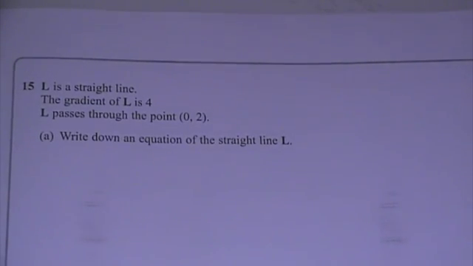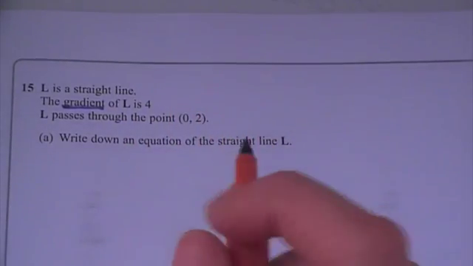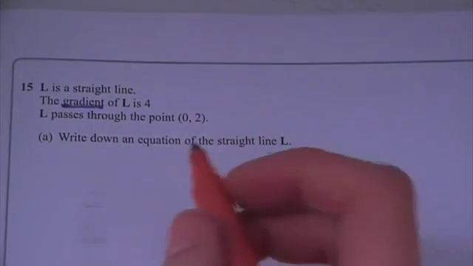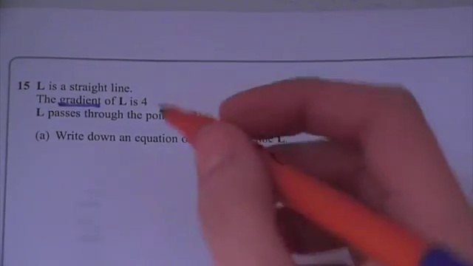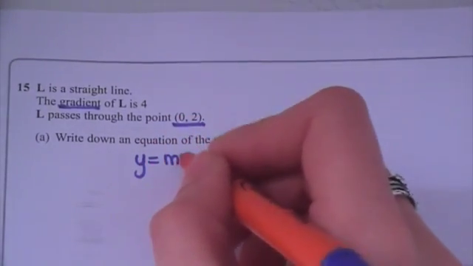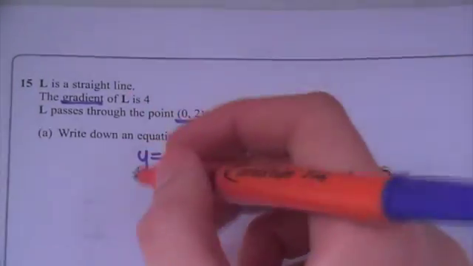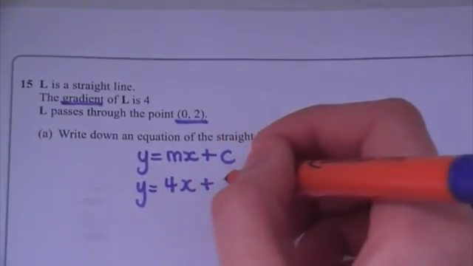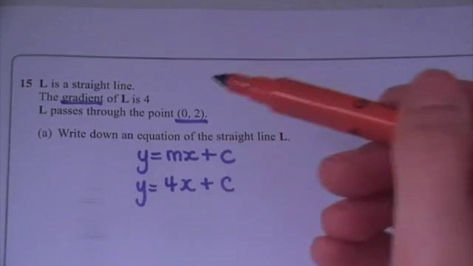Question 15. L is a straight line. The gradient of L is 4. L passes through the point 0, 2. Write down an equation of the straight line L. So we're going to want it in the form of this. They tell us the gradient, so we know the gradient m is 4. And they give us a point on the line which we're going to substitute in.